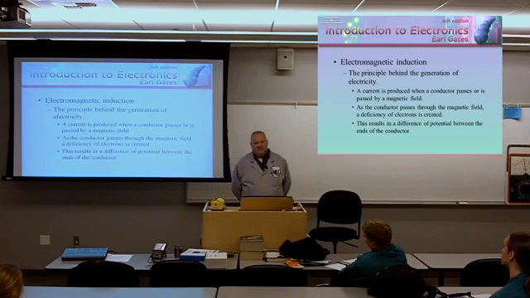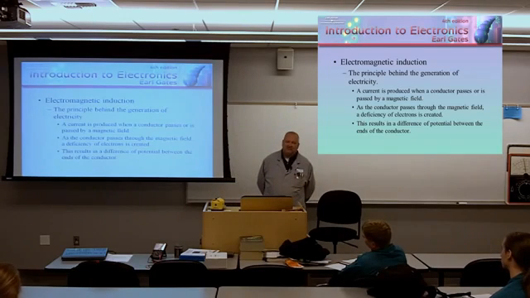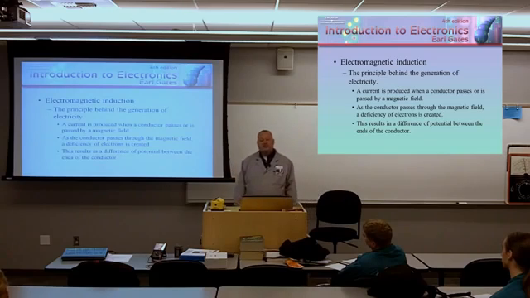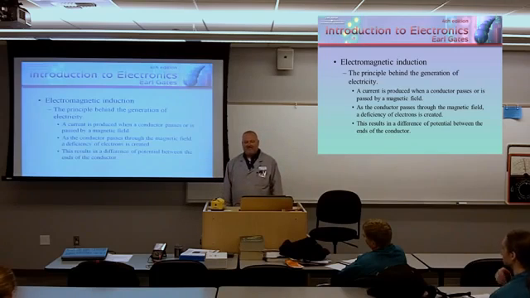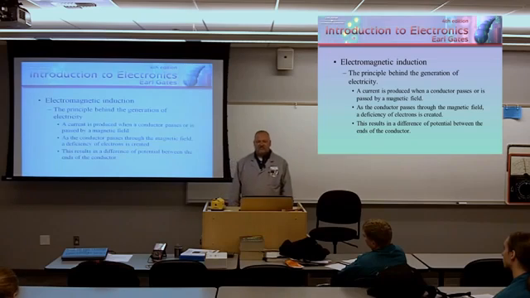Electromagnetic induction is the principle behind the generation of electricity, and I think all of you know where I'm going with this because we just talked about EMP. A magnetic field passing through a conductor is going to induce current. Current is produced when a conductor passes or is passed by a magnetic field. As the conductor passes through the magnetic field, a deficiency of electrons is going to be created. This results in a difference of potential between the ends of the conductor.